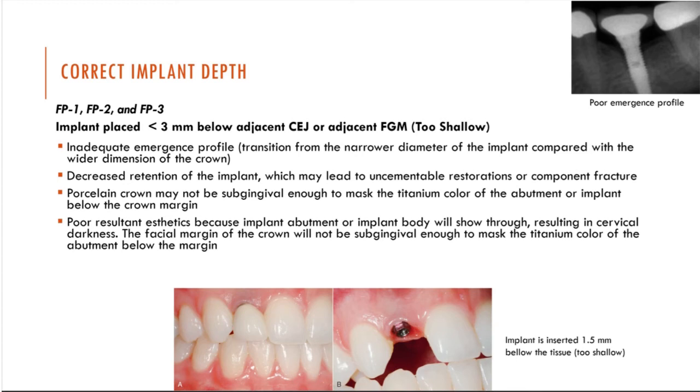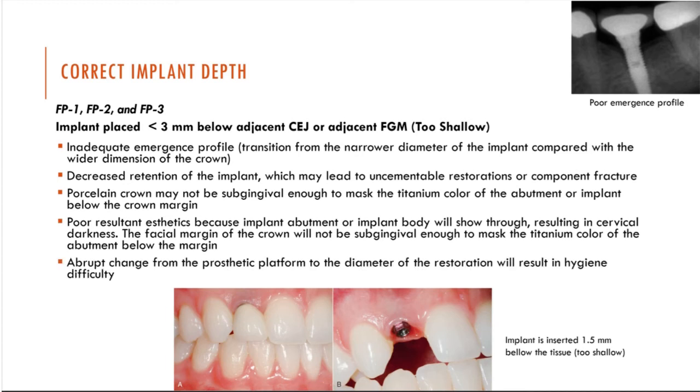In these pictures, it shows an implant that is inserted too shallow, so you can see there is a black shadow in the cervical area of the implant tooth. Because the implant position is too shallow, there will be an abrupt change from the prosthetic platform to the diameter of the restoration, which will result in hygiene difficulty.